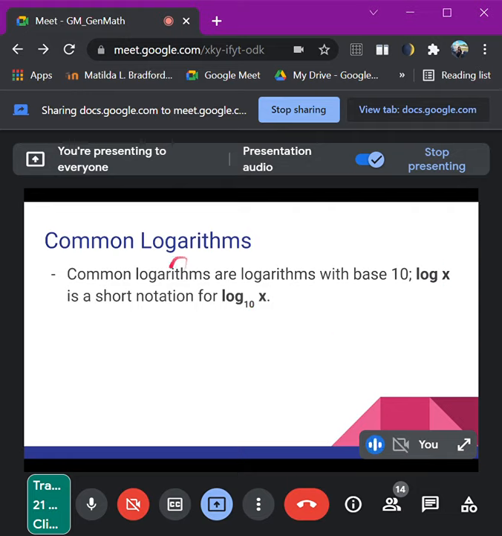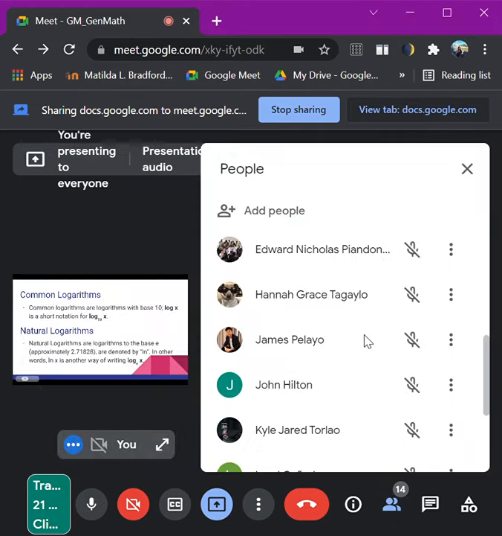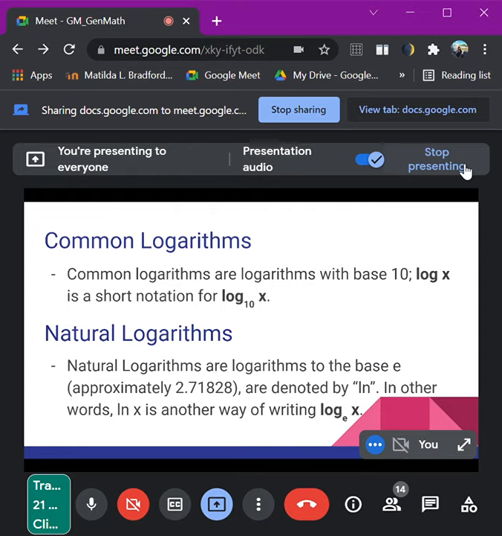So, that is our first one. Now, we have here natural logarithms. Can you please read, Tagaylo? Natural logarithms are logarithms to the base e, approximately 2.71828, denoted by ln. In other words, ln x is another way of writing the logarithm of x with base e. Okay, thank you so much.